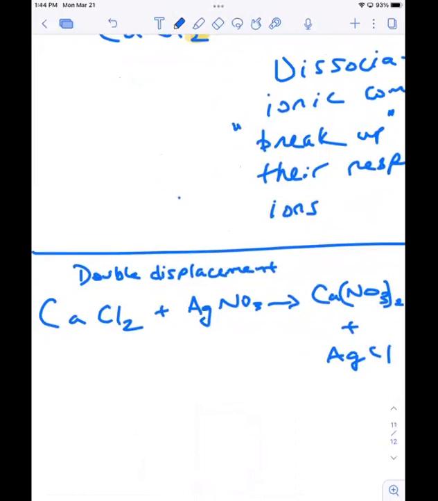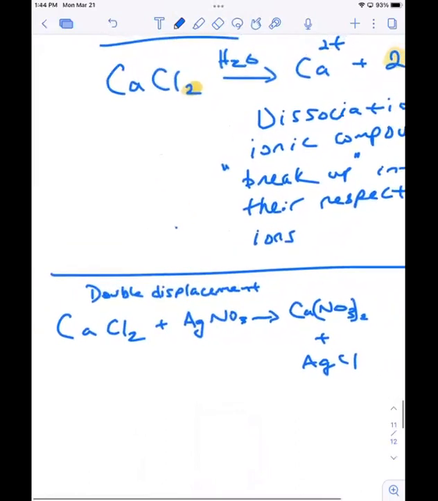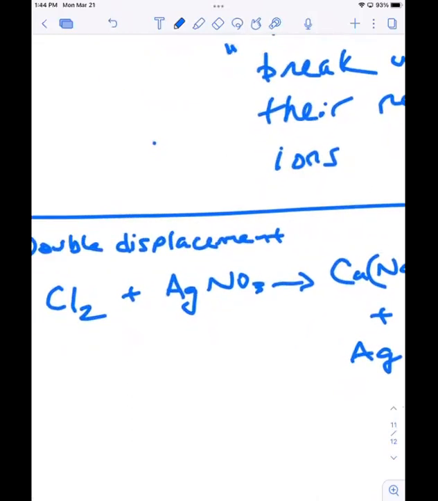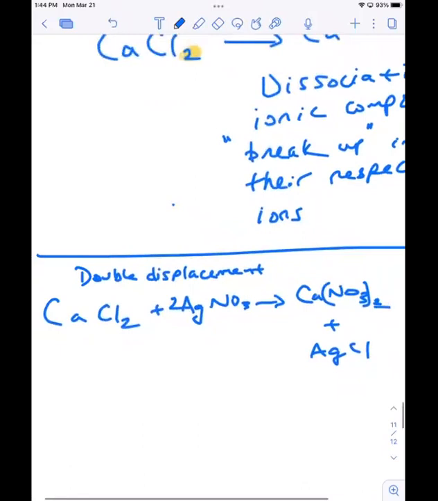All right. So is this balanced as it is? What would we need to do to balance it? The NO3. Yeah, let's balance that. So what will we put here? A 2? That'll give us 2 NO3s on both sides. Is that right? Yes, sir. And then 2 silvers. So now we've got to balance the silver.